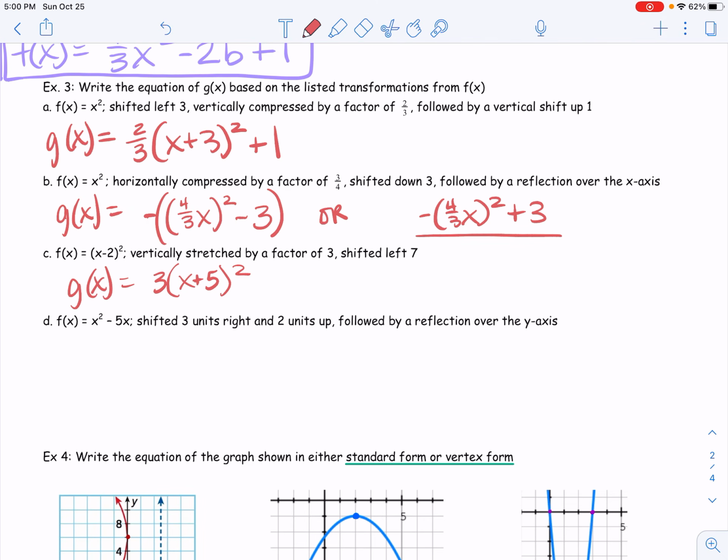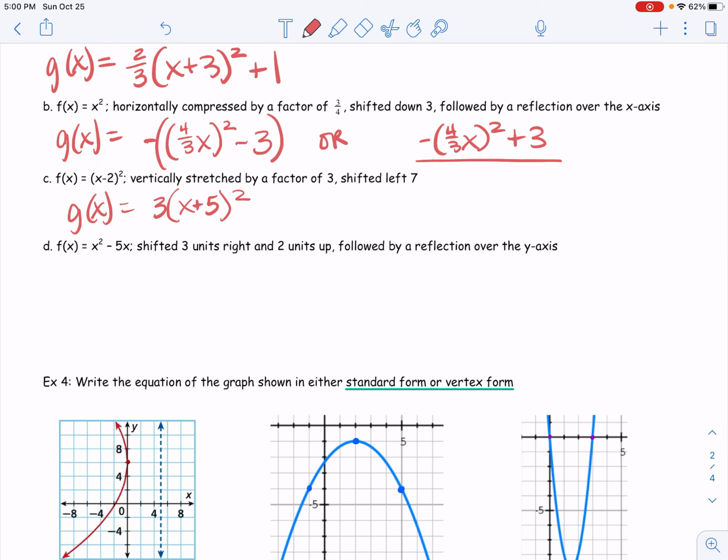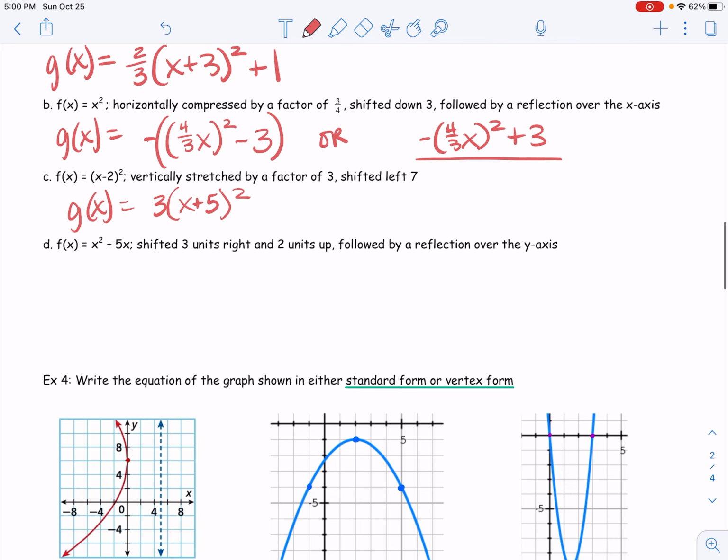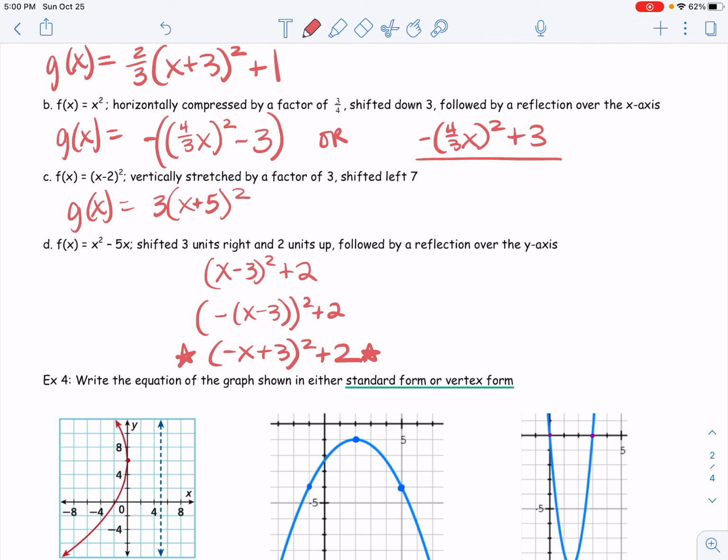So what I'm going to do is write the transformations in just function notation. I'm going to ignore what I'm starting with from the beginning. If I go 3 units right and 2 units up, that would be (x minus 3) squared plus 2. But then I follow by a reflection over the y-axis. That's on the inside, so that would be (negative x minus 3) squared plus 2, which is really just (negative x plus 3) squared plus 2. So these are the transformations that I need to do.